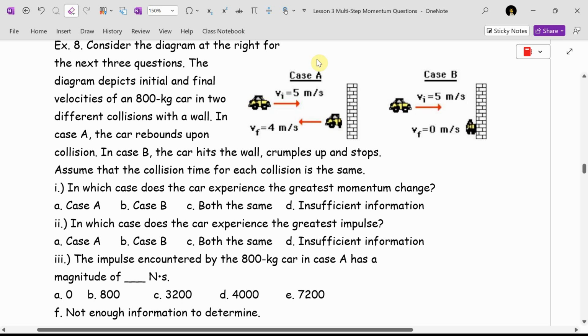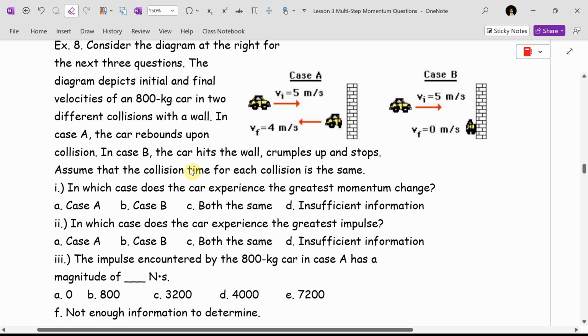Example 8 says, consider the diagram at the right for the next 3 questions. Let's look at this. Case A, this is the same car. It's coming in at 5 meters per second, hits the wall, and bounces off at 4 meters per second. Case B, same car, coming in at 5 meters per second, but this time it hits the wall and it stops. So it says, the diagram depicts the final and initial velocities of a car in 2 different collisions. Case A, the car rebounds. Case B, the car hits the wall, crumples, and stops. And just to make it easy, let's assume that time is the same in both collisions.